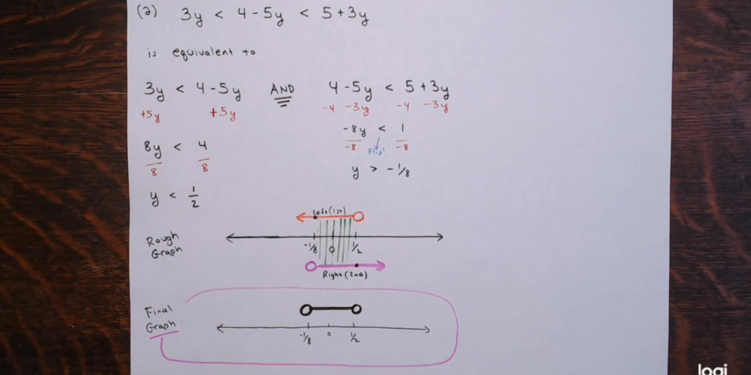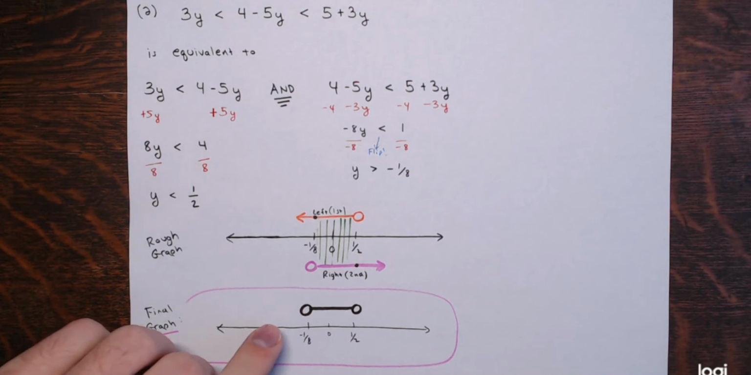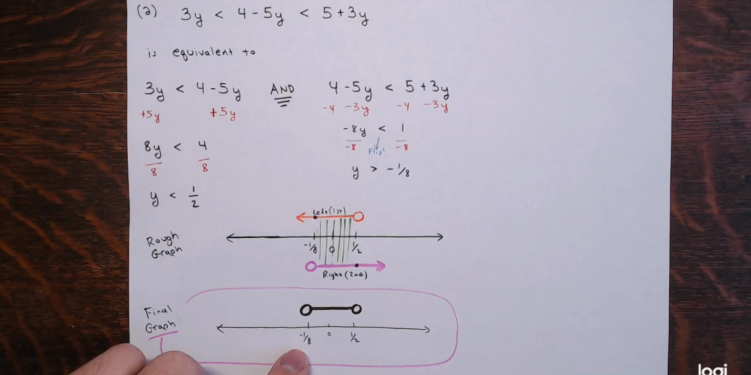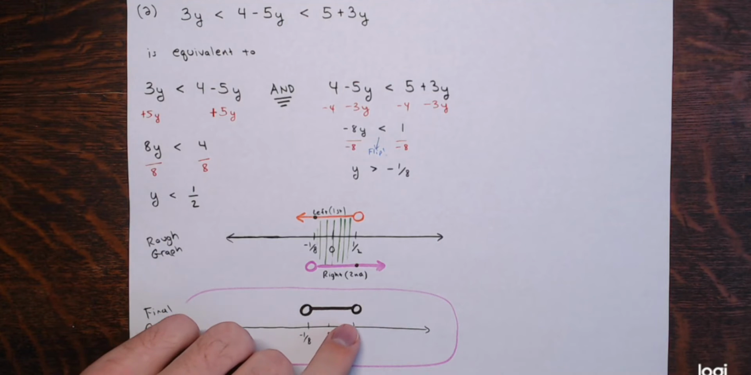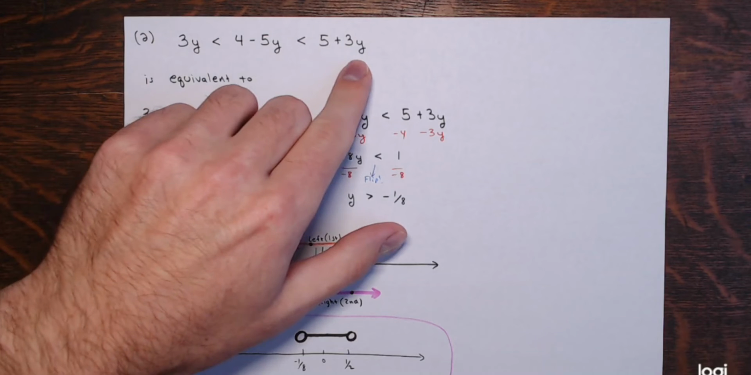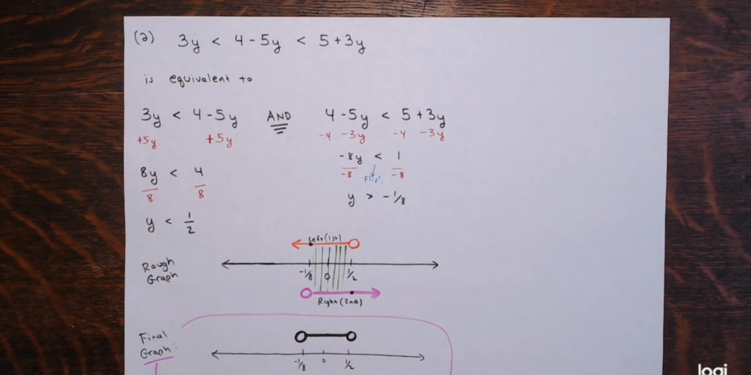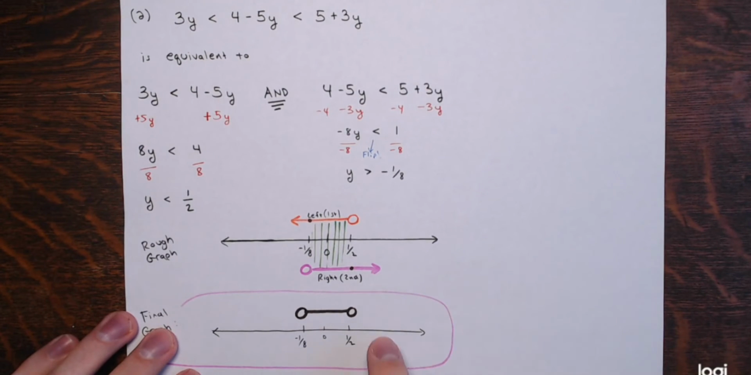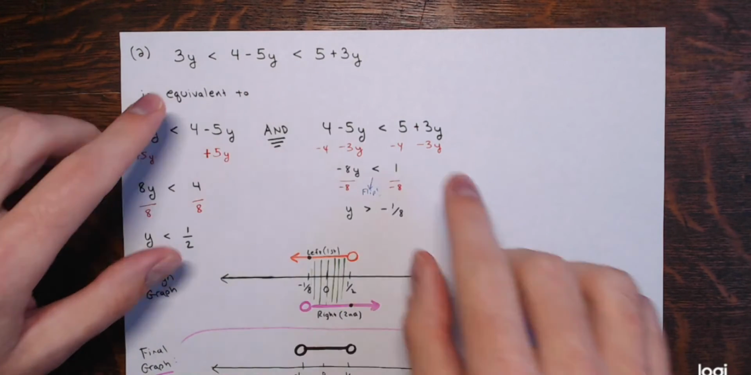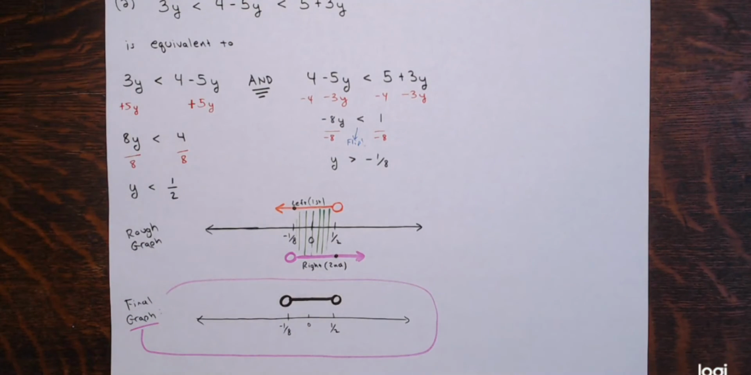And you can test it out. Take any number between negative 1/8, or negative 0.125, and positive 0.5, positive half. Take any number between those two and plug them in for y back in the original, and it should be a true statement. And any other number, plug in a half, plug in negative 1/8, plug in anything greater than a half, plug in anything less than negative 1/8 for y, and this will be a false statement. I'll leave it to you to test that out.